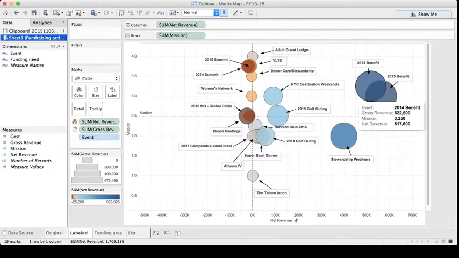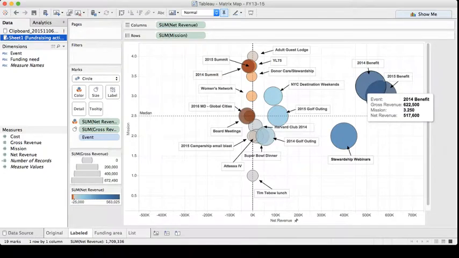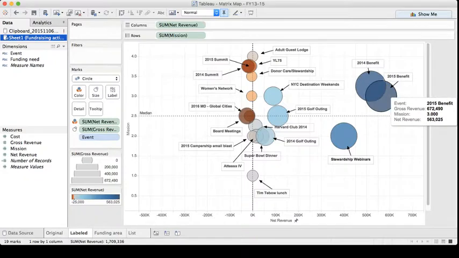So here we did a benefit, a big gala. In 2014, you can see we made a little more than $600,000. The net revenue was $517,000. So it's over here on the right side of the x-axis quite a bit, meaning it was a very profitable event. And it did have good mission impact, close to 3.5. The next year we did an event that made more money, but it had a little bit less mission impact, we're saying, for the purposes of this example.